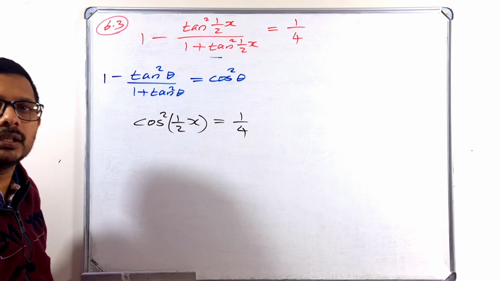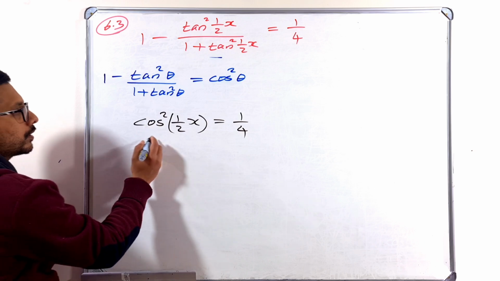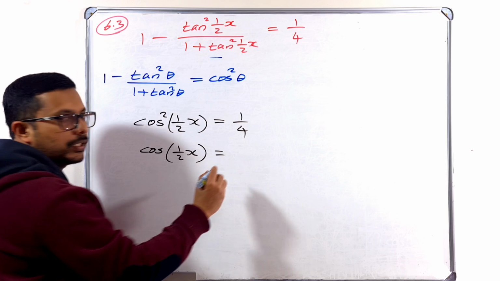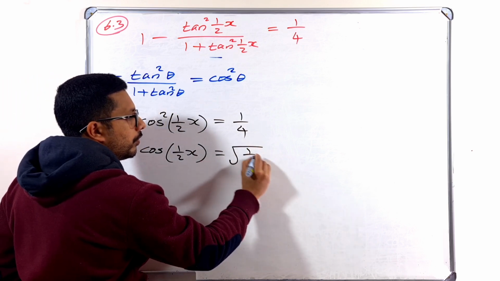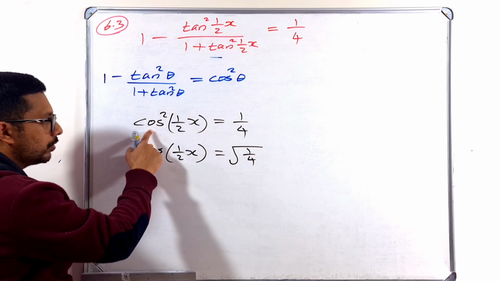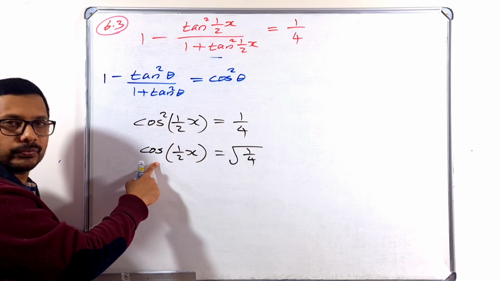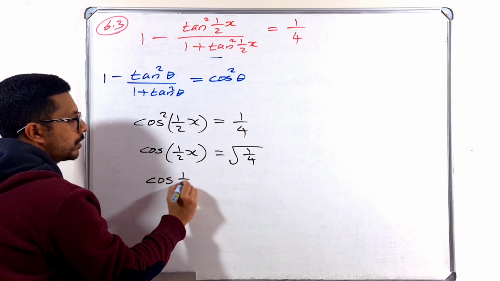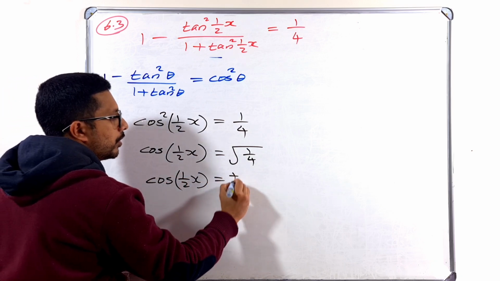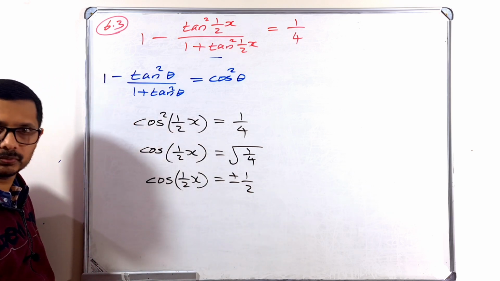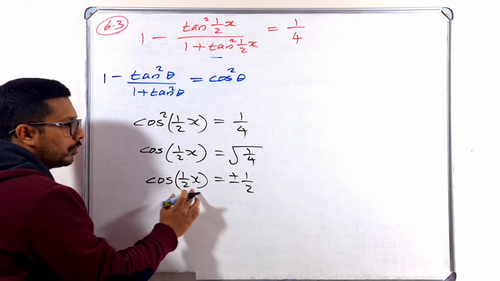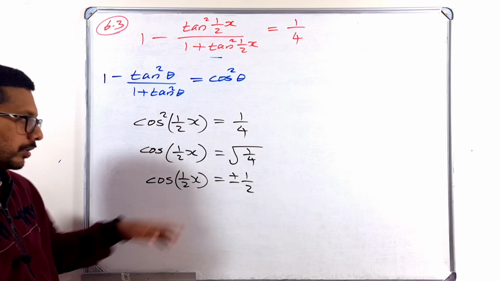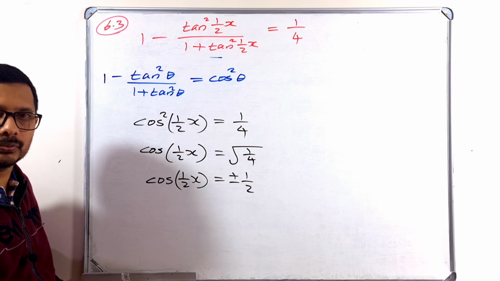Now let's think about this one. Cos squared half x is equal to 1 by 4. So what is cos half x? Cos half x is the square root of 1 by 4, so cos half x is equal to plus or minus 1 over 2. Now we have to consider individually, first plus 1 over 2 and then minus 1 over 2.